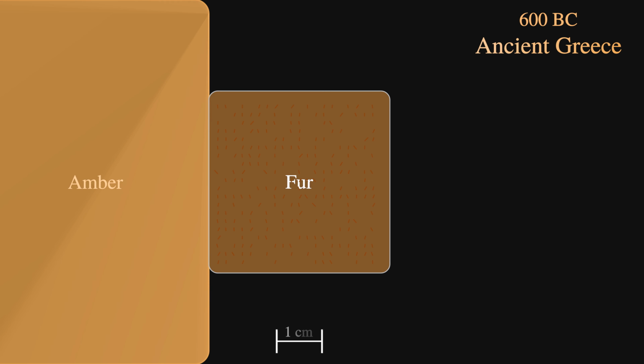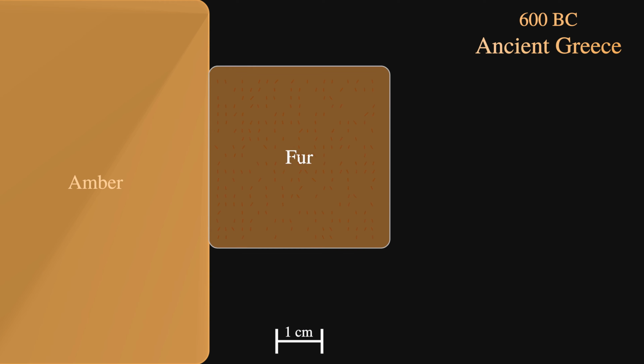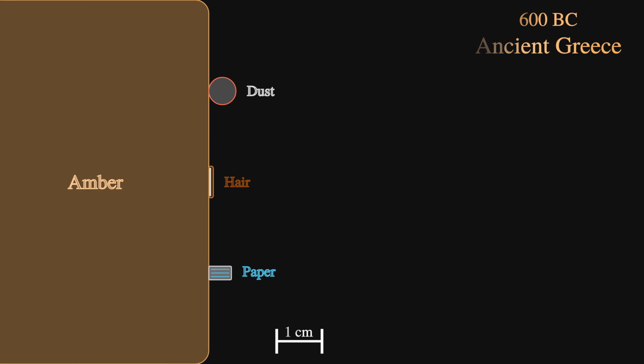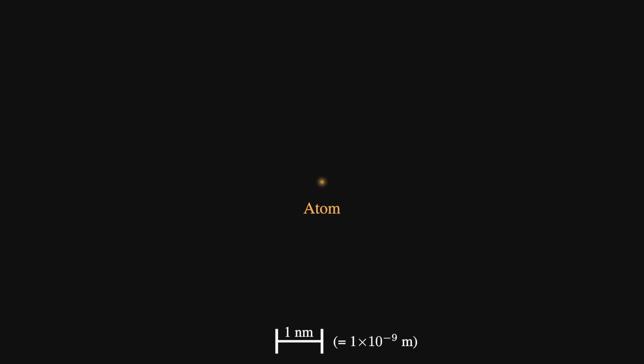Though we didn't realize it at the time, our earliest encounter with charge dates back to 600 BC in ancient Greece, when it was discovered that rubbing fossilized tree resin, or amber, with fur caused small objects to stick to it. This strange effect, which we now know as static electricity, remained a mystery for more than 2,000 years. It turns out that the effect is caused by extremely small particles that are incredibly difficult to detect. Specifically, we're talking about the particles that make up atoms.